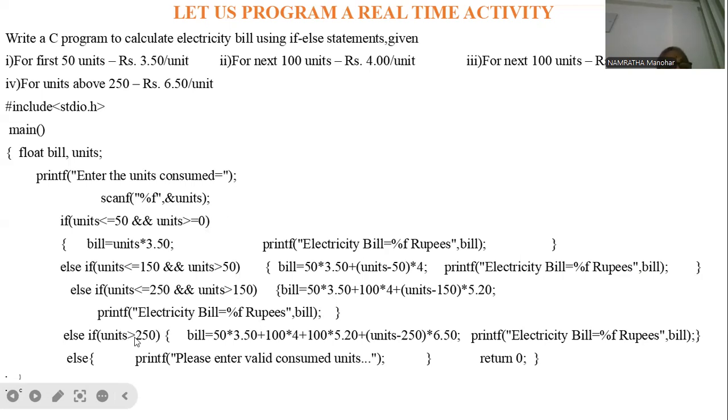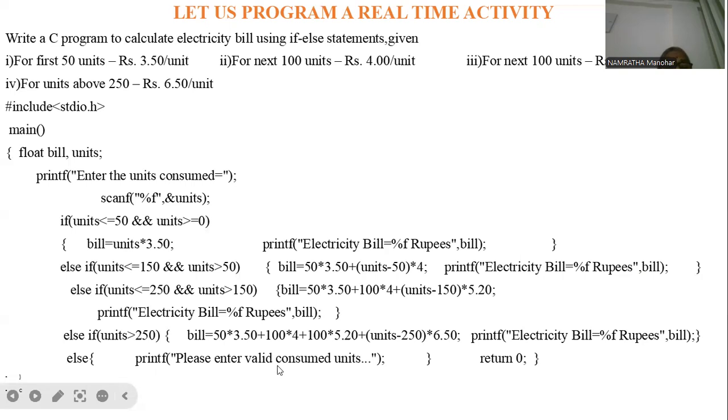Now, if the units is greater than 250, then all these calculations we have to do. That is, first 50 units into ₹3.50, next 100 units, ₹4, again next 100 units, ₹5.20, and the balance of the units, units minus 250 into ₹6.50. This will give you the total bill.